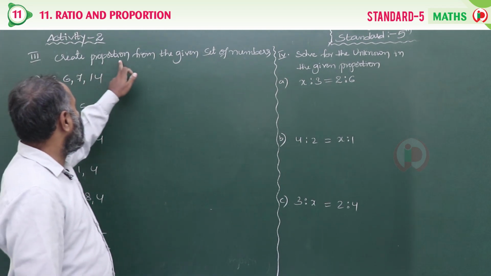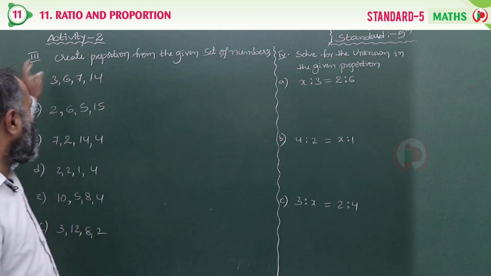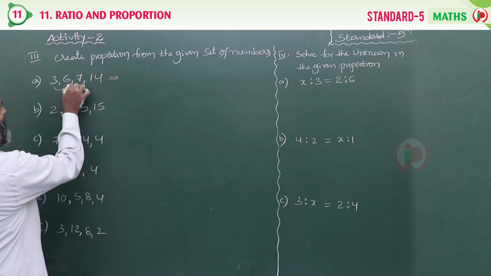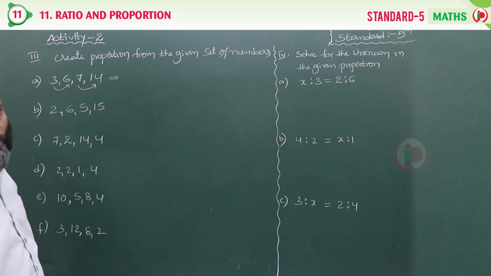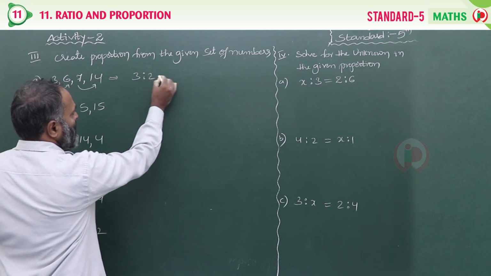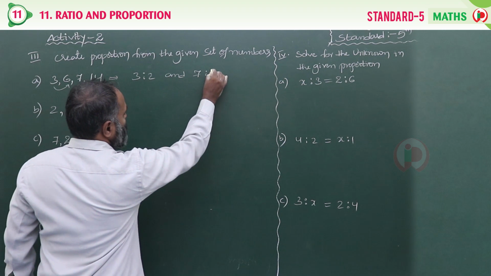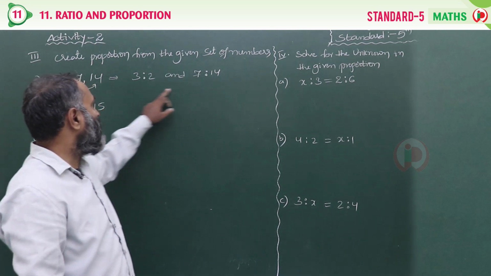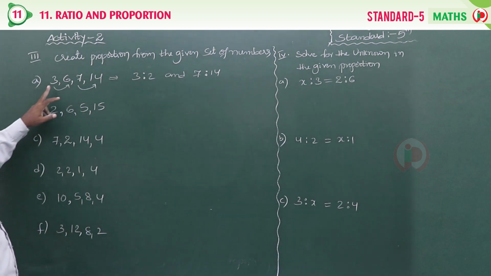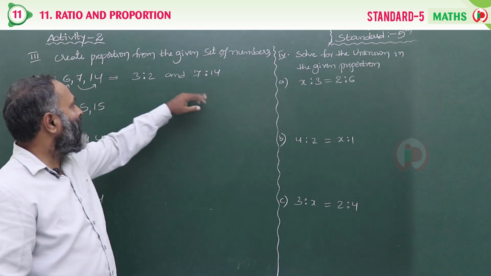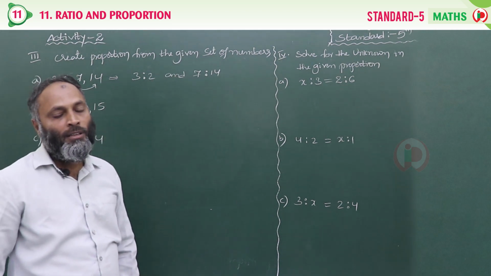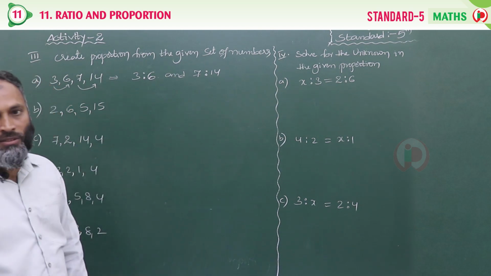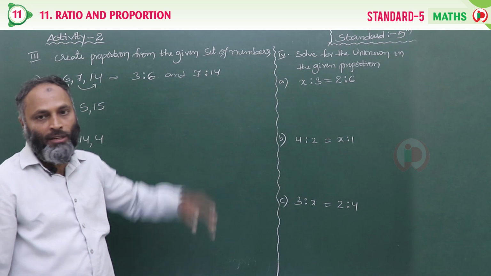Now create a proportion from the given set of numbers. Here a set of numbers is given, and we should create a proportion from this set. See here, how to create? 3 2s are 6, 7 2s are 14. So that means they are in proportion. So we can write 3:2 and 7 is to 14. These numbers are already in proportion, so if you check the product of means and product of extremes, you will get the same. So once you check, 3 14s, 7 2s. Yes, 3 is to 6, not 2. 3 is to 6 is equal to 7 is to 14. So 3 2s are 6, 7 2s are 14. So they are in proportion.